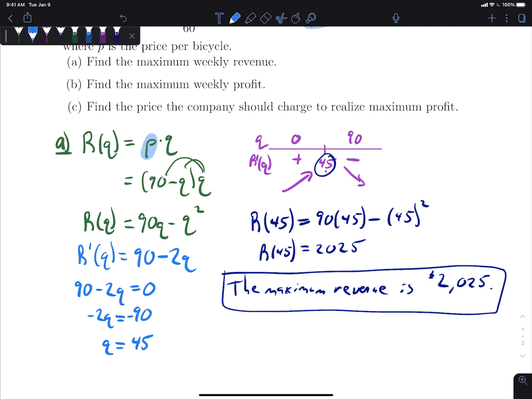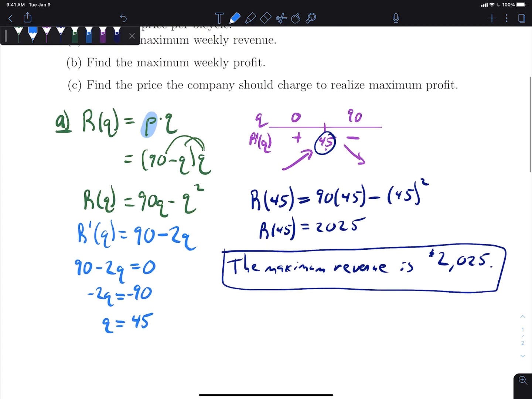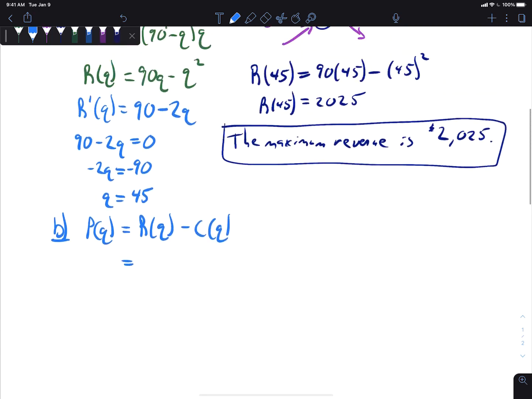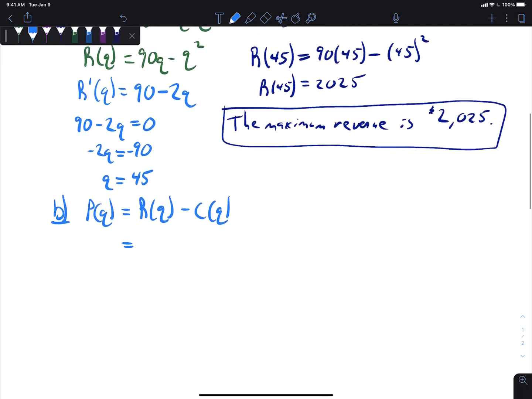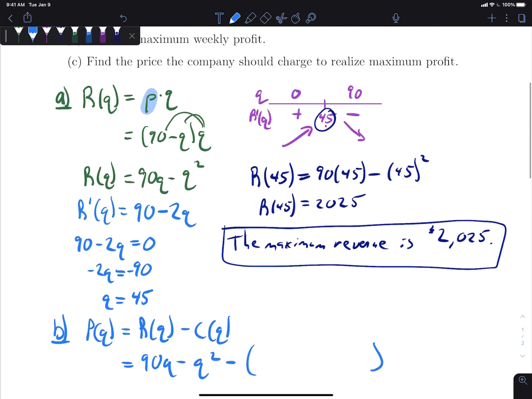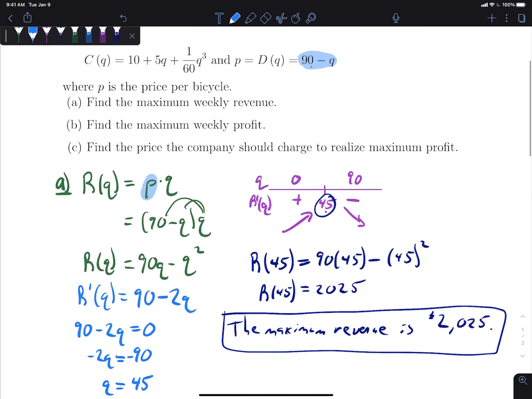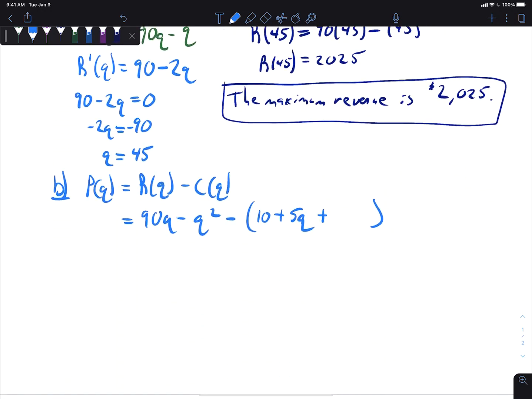Okay, B. B says, find the maximum weekly profit. Well, the profit as a function of Q is the revenue as a function of Q minus the cost as a function of Q. Now the revenue in this case we determined was 90Q minus Q squared. And then subtract off the entire cost function, which was 10 plus 5Q plus 1/60th Q cubed.